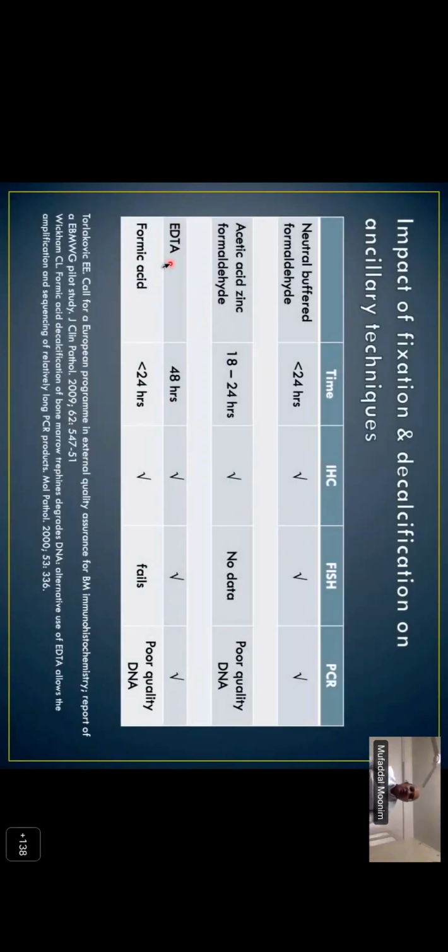This is a slide which tells you what impact fixation and decalcification has on ancillary techniques. So neutral buffered formalin is excellent for everything as long as it's less than 24 hours. AZF is good for immunohistochemistry. We don't have data for FISH, but DNA quality tends to be really, really bad with AZF processed bone marrow, so you can't do molecular studies on them. And if you look at decalcifying agents, the bottom two rows, EDTA seems to tick all boxes, so you can do immunohistochemistry, FISH, and molecular. While if you use any decalcifying agent which contains an acid, FISH and molecular tend not to work.